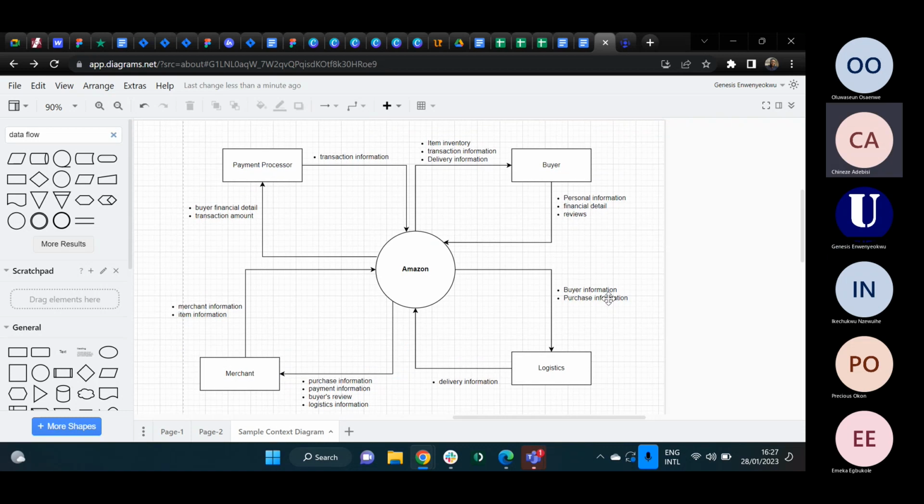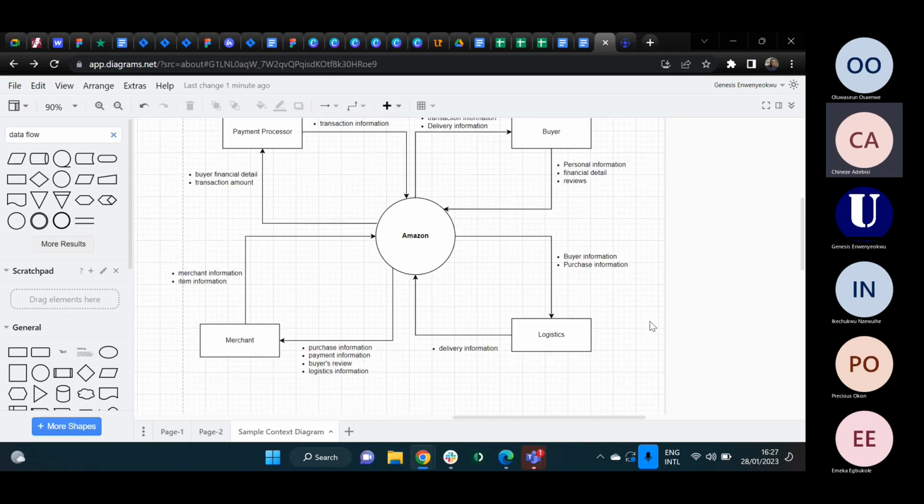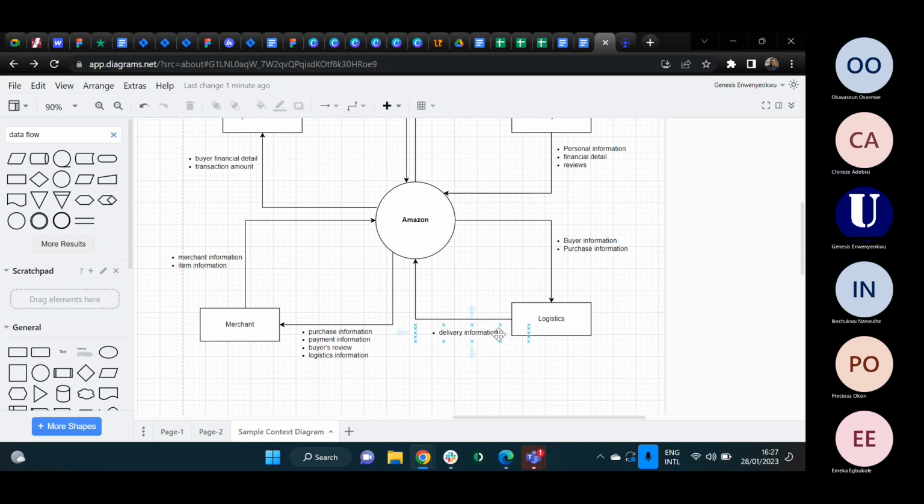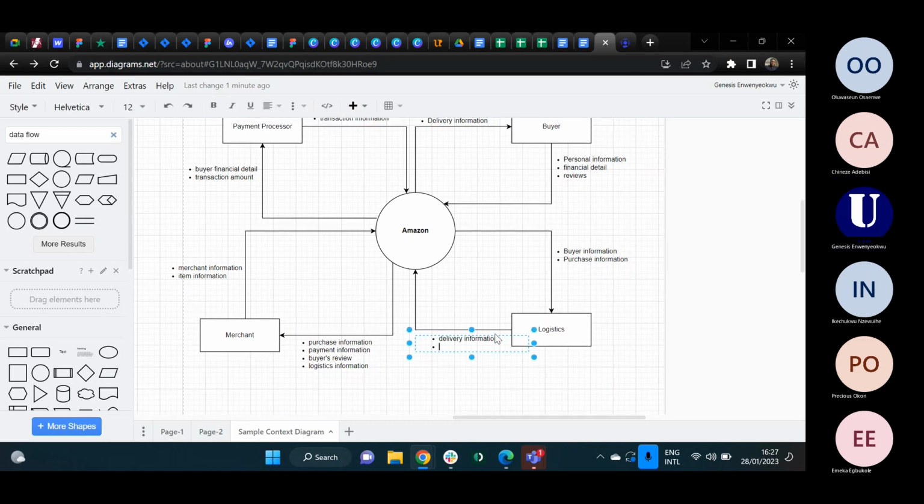Sorry, I don't know if it's needed, but for logistics, I'm thinking additional information could be the financial detail of the logistics to Amazon, because they need to make payments for them to ship the goods. They will also need to take their own fee for shipping the goods to the buyers. Awesome. So you can come here and say invoice. They can send an invoice to Amazon, right? Yeah. So they send their invoice to Amazon.